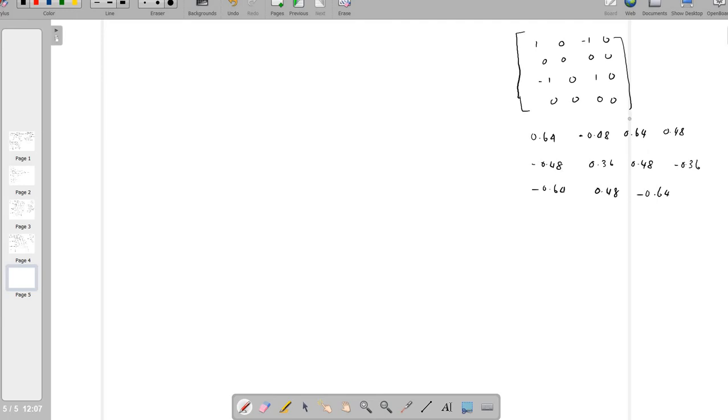Sorry, I think it is minus here, because 0.64 minus 0.48 minus 0.64 plus 0.48. So it is plus. Here it is minus 0.48. Next one: 0.48 minus 0.36 minus 0.48 plus 0.36. So using these matrices, we are going to assemble the global stiffness matrix.